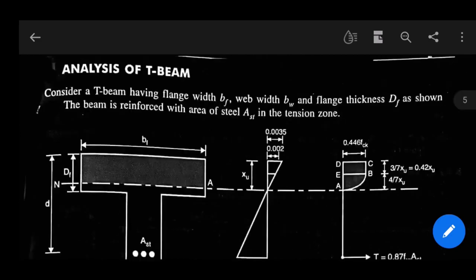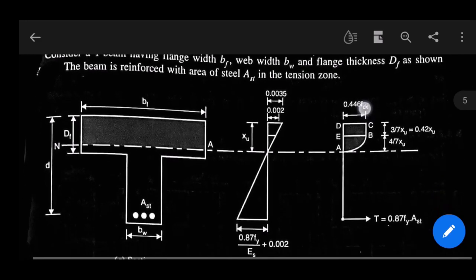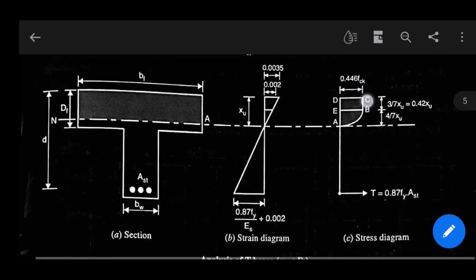So first we will consider the case when the neutral axis lies in the flange portion, but the basic considerations are the same for both cases. Now consider a T beam having flange width BF, web width BW, and flange thickness DF, as shown in the figure. The beam is reinforced with area of steel AST in the tension zone.